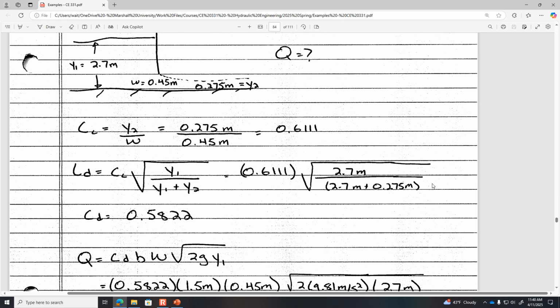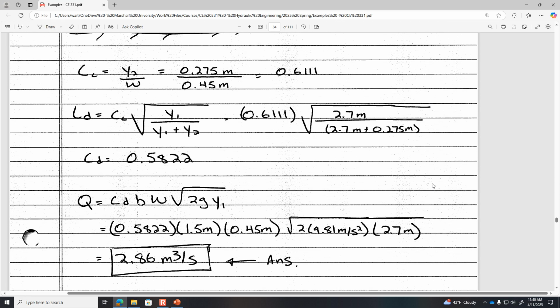0.5822. And now all of that into the gate equation, where B is the width of the gate, not the channel width necessarily. This is, I guess, a contracted gate, we could call it. So the gate width is not as wide as the channel. So the flow rate is 2.86 cubic meters per second.